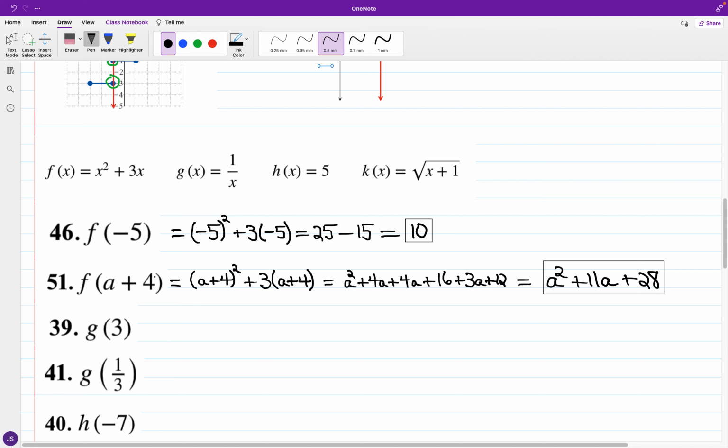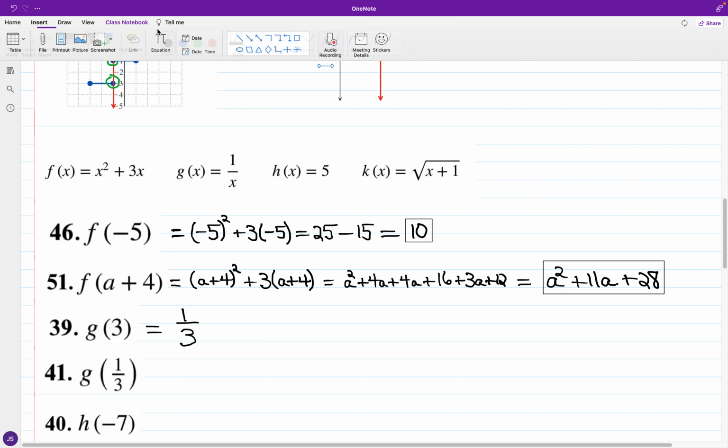Now, working with the function g, we have constant inputs, and for number 39 we have g of 3. We're operating in accordance with g of the input is equal to 1 over the input, and not much to do here. So replacing x with 3, we have that g of 3 is equal to the fraction 1/3.